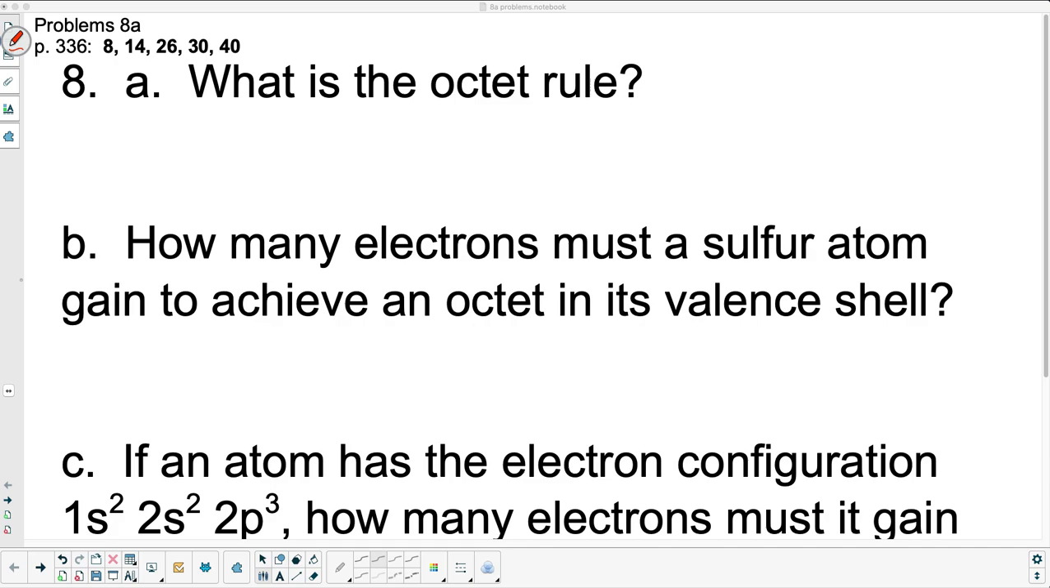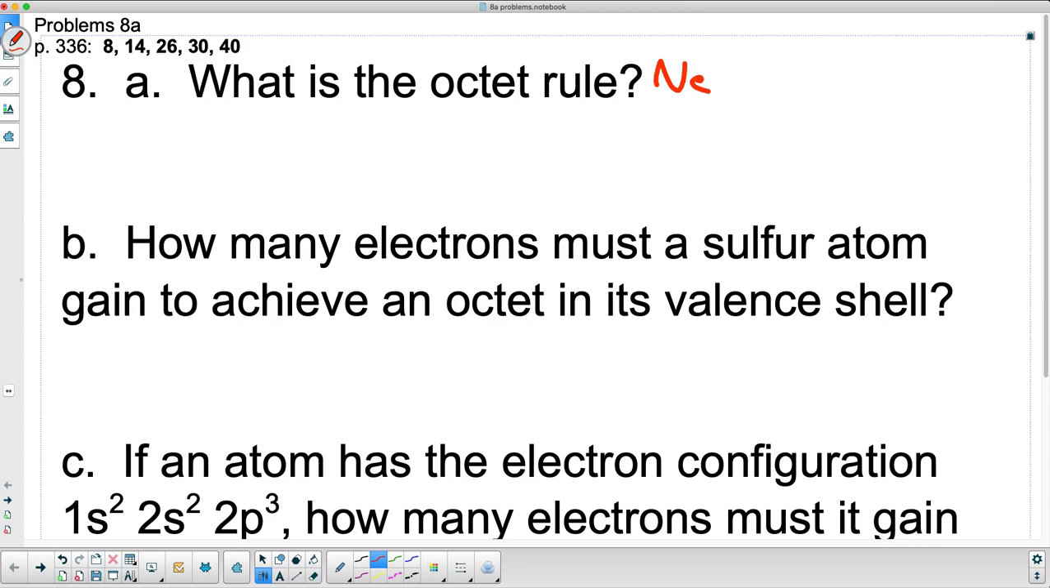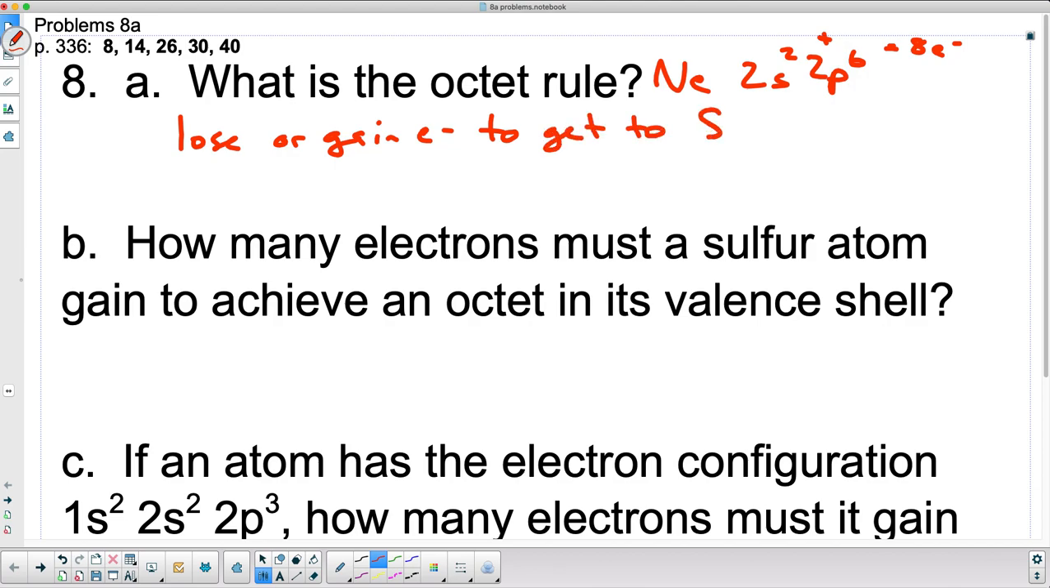So what's important to know is that any, like neon, let's just take a noble gas as an example. Neon has the outside energy level 2s2, 2p6, and there's where our 8 comes from. The 2 plus the 6 equals 8 electrons. And what the octet rule is stating is that elements will lose or gain electrons to get to 8 electrons on the outside.